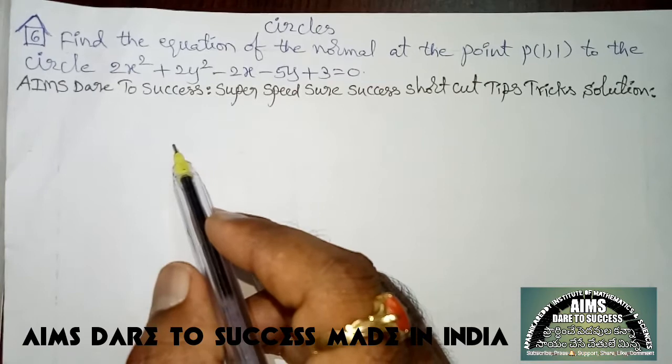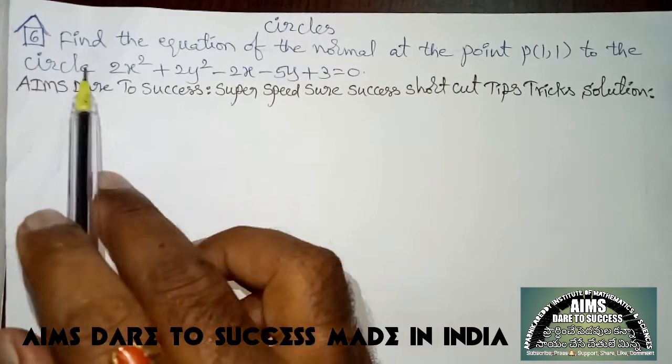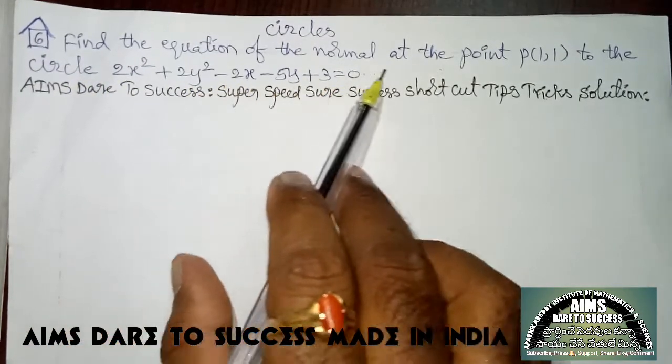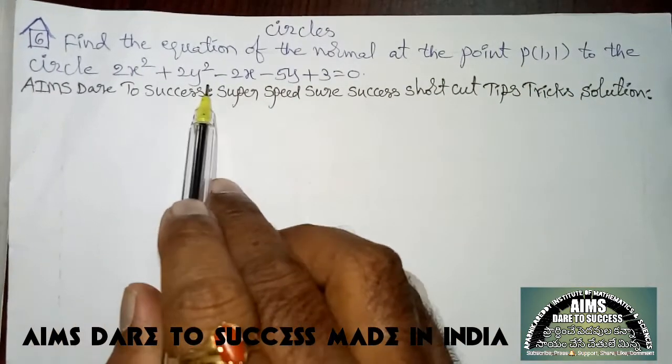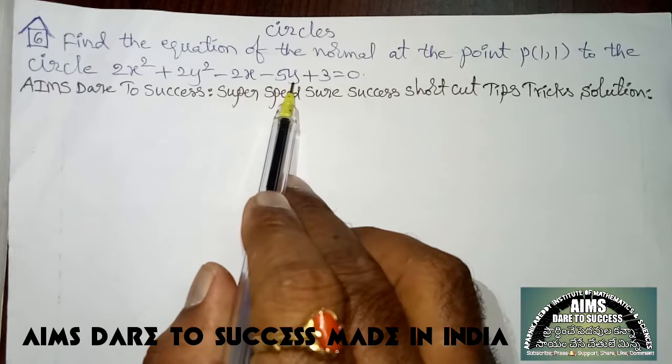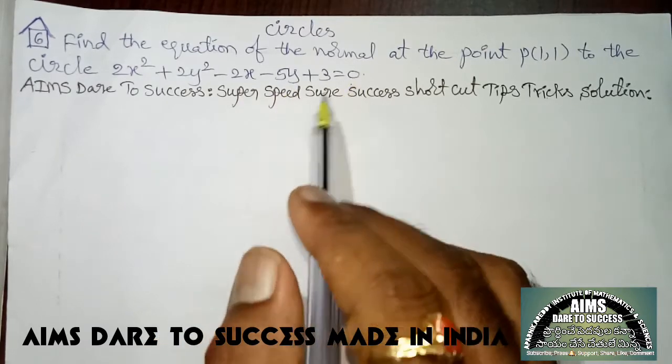Next one more sweet, and 6 is fixed number. Find the equation of the normal at the point P(1, 1) to the circle 2x² + 2y² − 2x − 5y + 3 = 0.